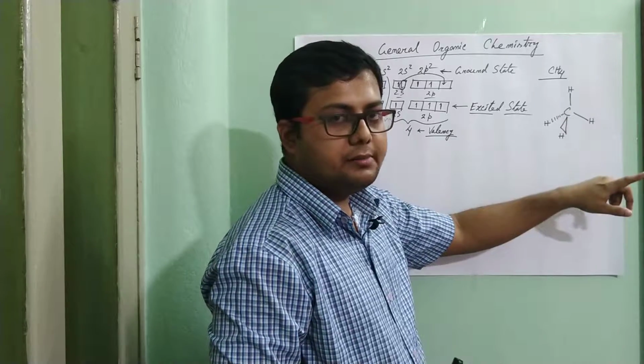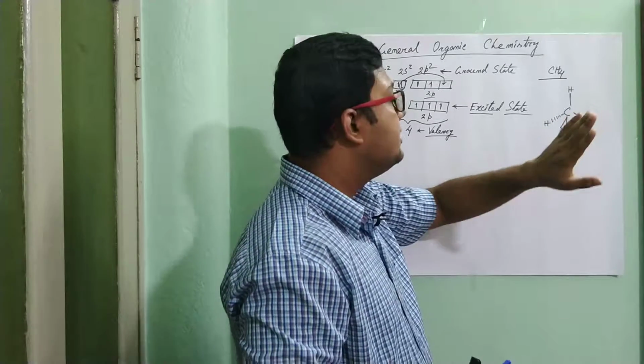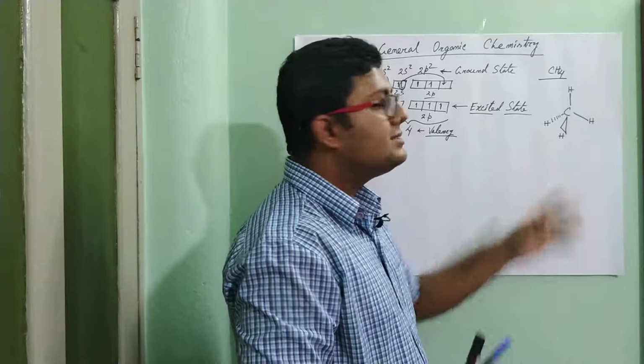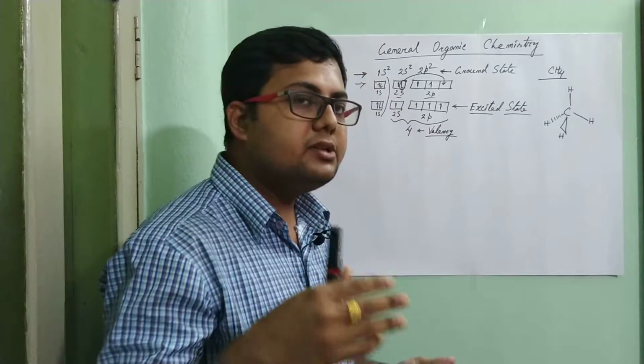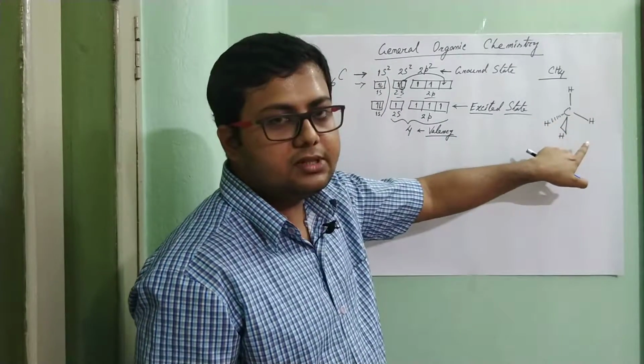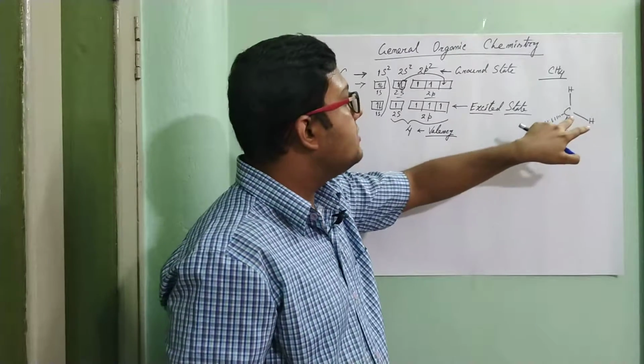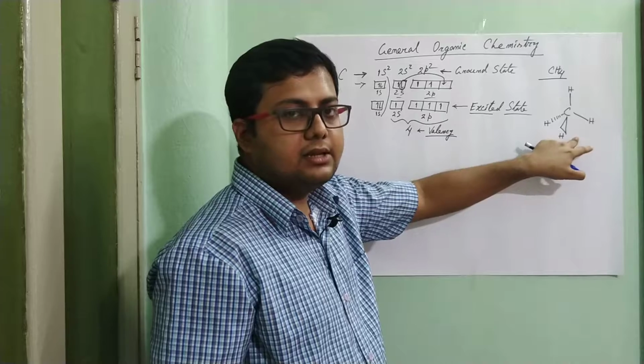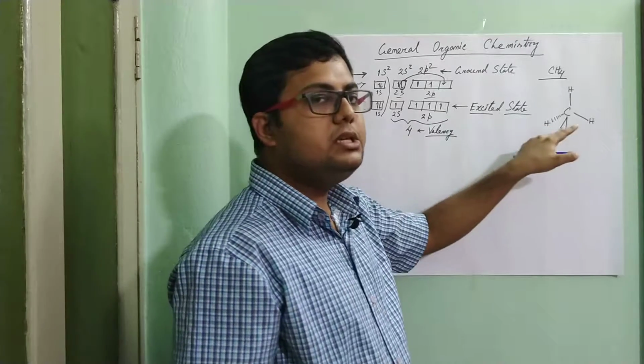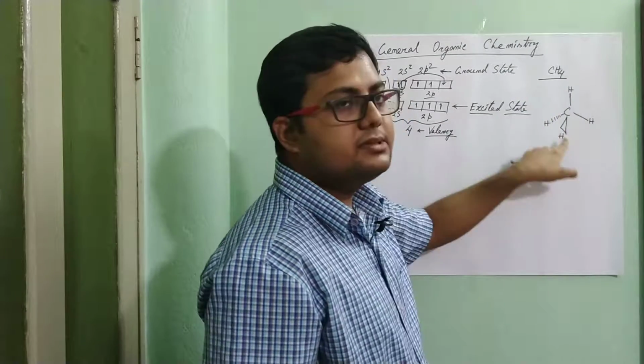It's coming out of the paper. And this particular one is going behind the page. So this is pretty much a three-dimensional representation on a two-dimensional surface, and we need to try and draw the picture like this. We chemists usually draw the pictures like that.